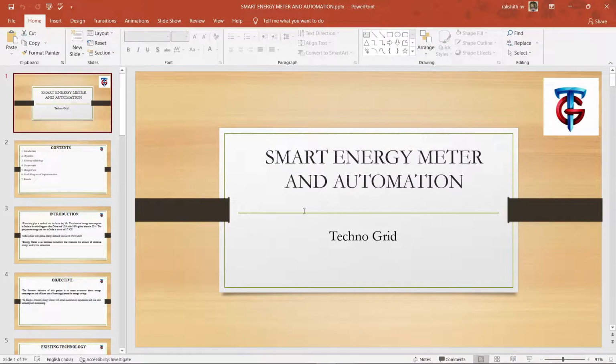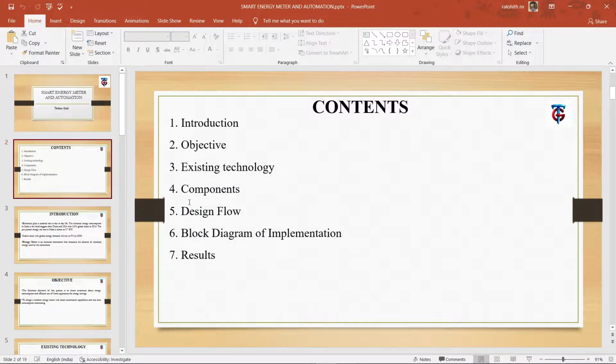In today's video, we are going to discuss smart energy meter and automation. So coming to the contents, we'll be looking into the introduction of the project, followed by the objective, existing technology, components, design flow, block diagram of implementation, and finally the results.